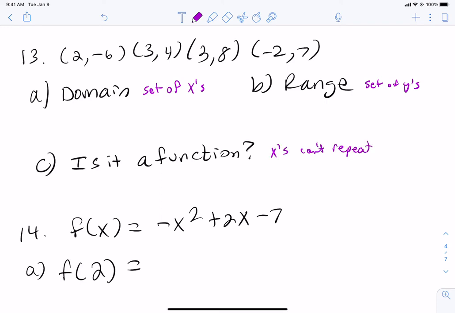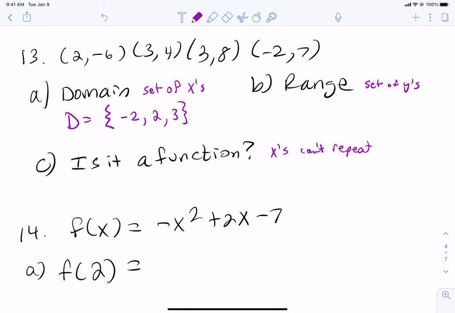Okay, so let me remind you again. The domain is the set of x's. The range is the set of y's. It will be a function if the x's don't repeat. Okay, now we've said all that. Let's take a look at our x's. So the domain will have the x values of -2, 2, and 3.